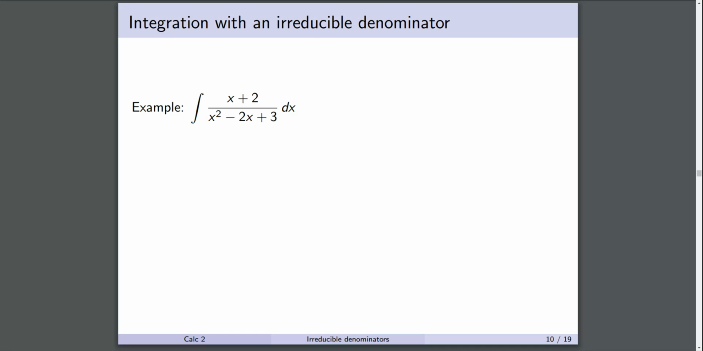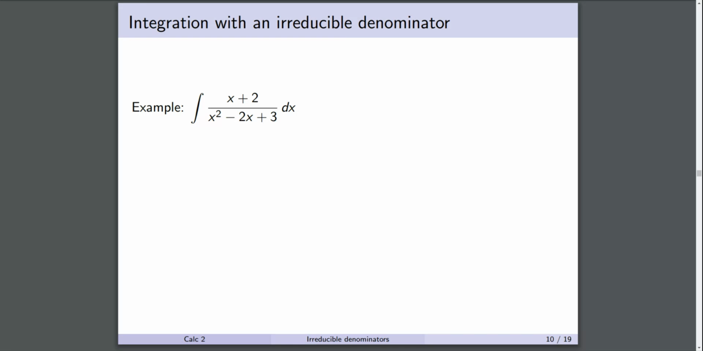I want to look at another similar problem. So here we have x plus 2 over x squared minus 2x plus 3. The difference between this one and our last example is that I now have x in the numerator. We're going to start the same way. We'll try to factor the denominator. This is another example where it doesn't factor. You can check it out.